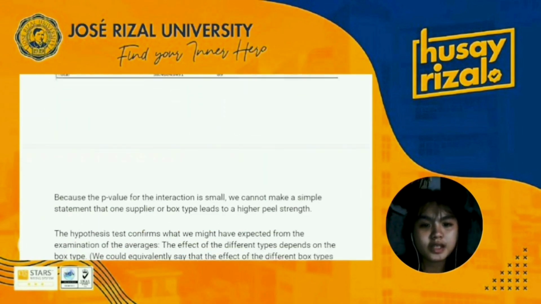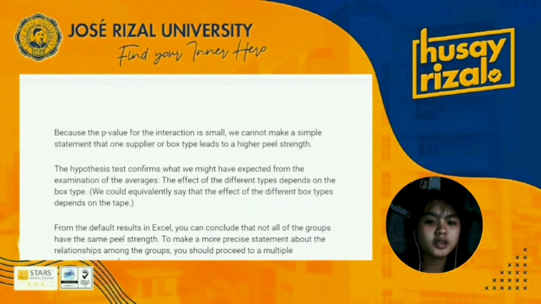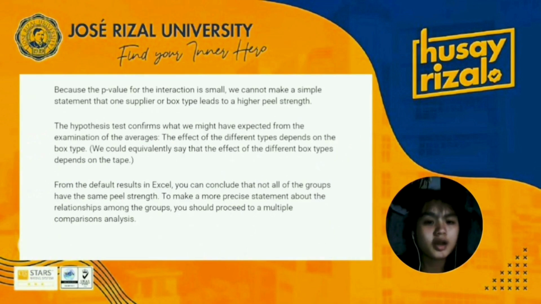In the ANOVA table, because the p-value for the interaction is small, we cannot make a simple statement that one supplier or box type leads to a higher field strength. The hypothesis test confirms what we might have expected from the examination of the averages: the effect of the different tapes depends on the box type. We could equivalently say that the effect of the different box types depends on the tape.